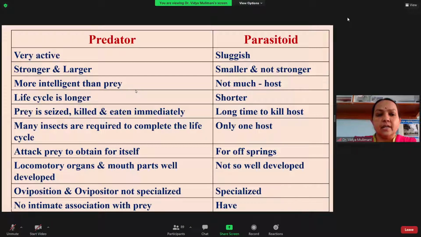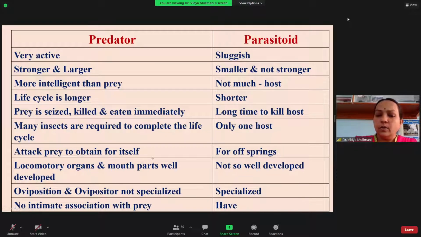And it catches the prey in case of the predator, but it is not the case with the parasitoid. So they attack, and during the course of the development the host will be killed. So that is one more difference you can find. And for the completion of the life cycle, the predators need a larger number of individuals, whereas the parasitoid completes the life cycle on a single host.